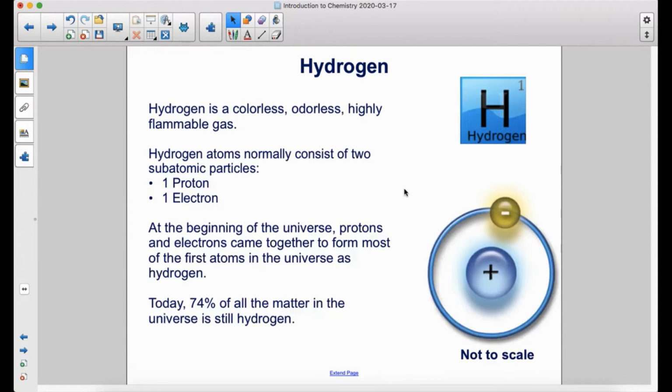Hydrogen is a colorless, odorless, highly flammable gas. Hydrogen atoms normally consist of two subatomic particles, one proton and one electron. At the beginning of the universe, protons and electrons came together to form most of the first atoms in the universe as hydrogen. Today, 74% of all the matter in the universe is still hydrogen.